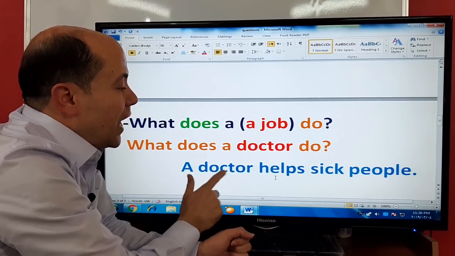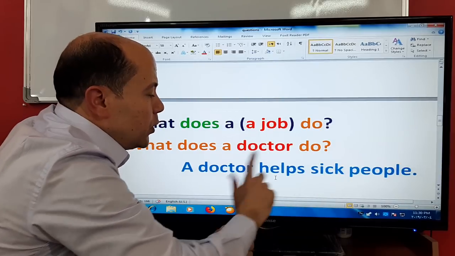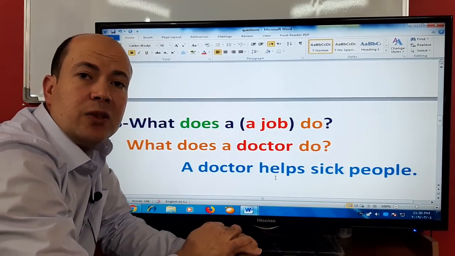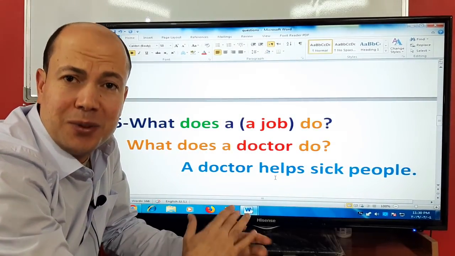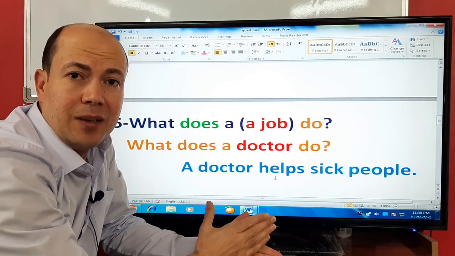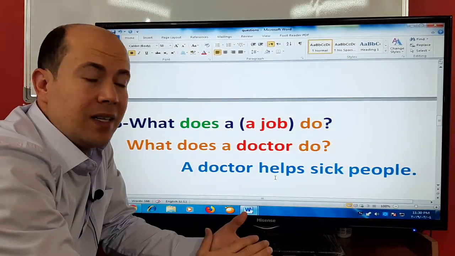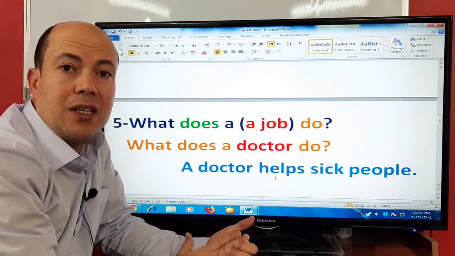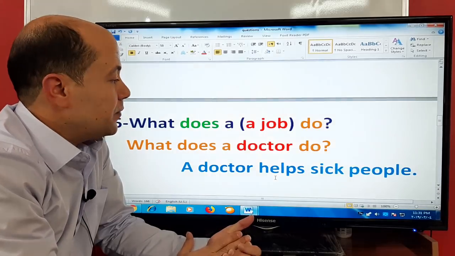Number five. What does a job do؟ يعني ماذا تفعل الوظيفة دي؟ What does a doctor do؟ ماذا يفعل الدكتور؟ A doctor helps sick people. الدكتور يساعد المرضى. What does a teacher do؟ A teacher teaches students. المدرس بيعلم الطلاب. What does a mechanic do؟ A mechanic fixes cars. الميكانيكي يصلح السيارات. Exactly.